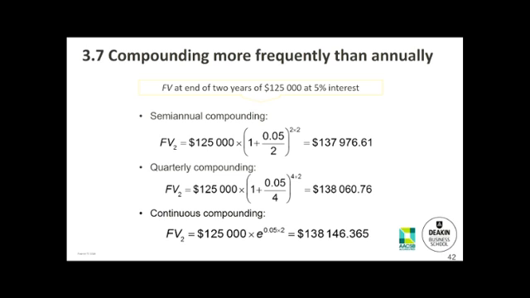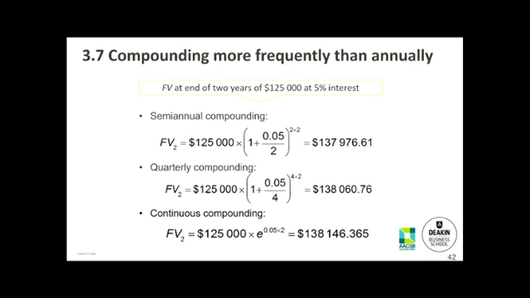Example. Future value at the end of 2 years of $125,000 at 5% interest. Now, this example is about an individual cash flow, but compounded more frequently than annually. Think about it. Previously, when we talked about future value, if it is compounded annually, the future value of this cash flow is very easy. It's equal to 125,000 times 1 plus interest rate to the power of 2. That's it. Because it's for 2 years.